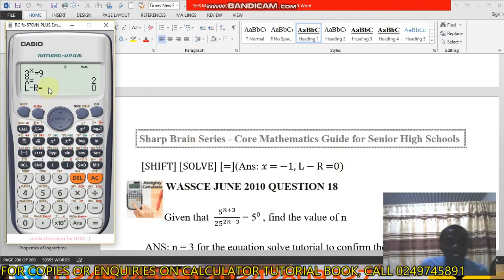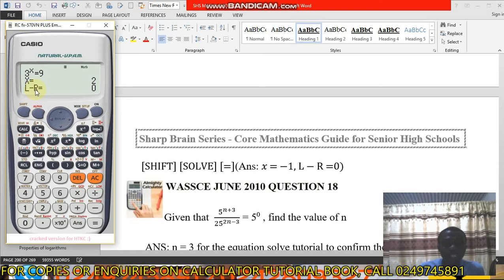Okay, so the answer displays as 2. Now, if your calculator is giving you any other answer apart from 2, you should know that you are wrong. Now, how do we determine that the answer our calculator is giving us is not correct? The LR here has a function. When the LR approaches 0, it determines the accuracy of the value of the variable in that equation.